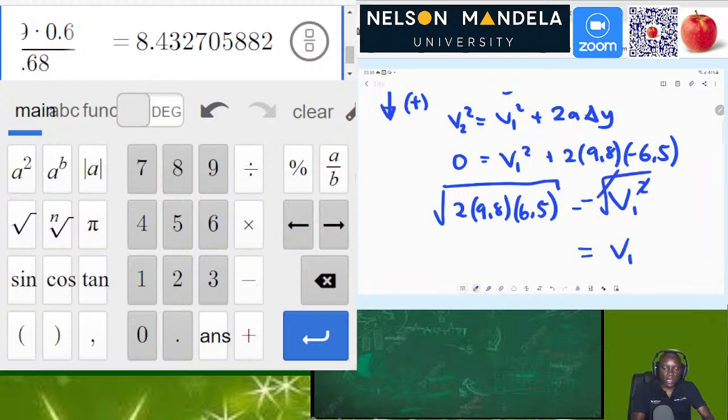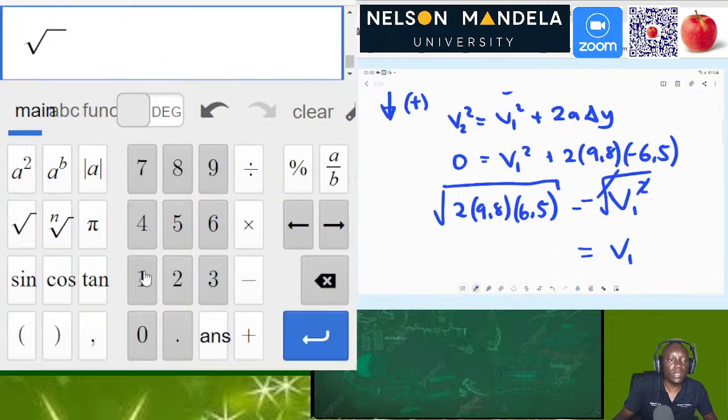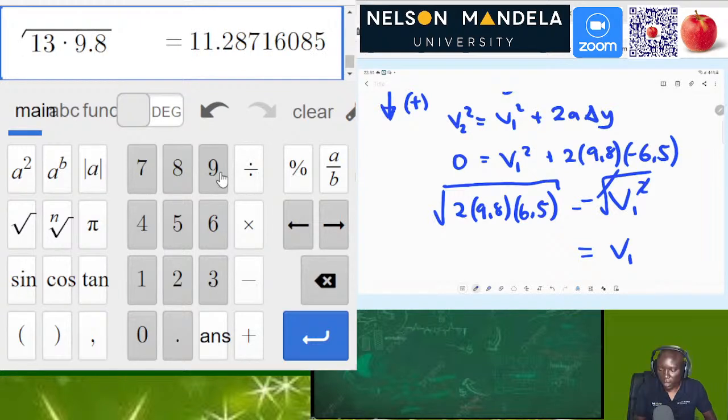So the root of 13 times 9.8. The root of 13 multiplied by 9.8. 13 multiplied by 9.8 is 11.29. 11.29 meters per second. Do not forget your units, guys. So we have 11.29 meters per second upwards.